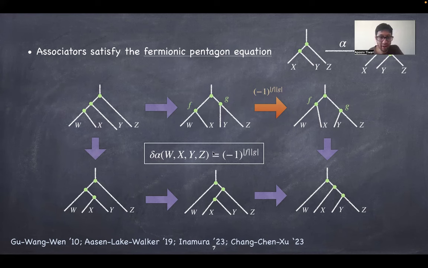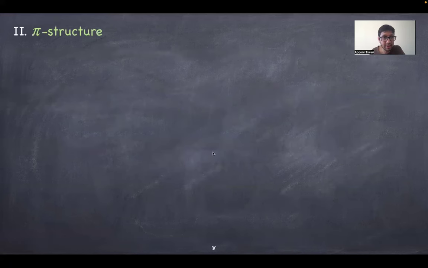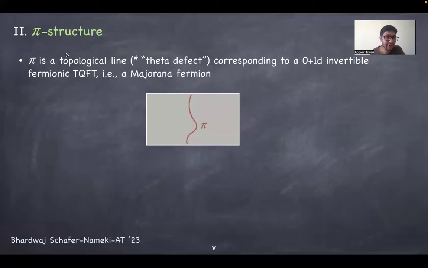So these are fermionic fusion supercategories. The next layer of structure is called the pi structure. And this just refers to the existence of a certain topological line, which I'm going to call pi. In the language of this paper, this is a theta defect. So this is just the insertion of a 0+1D invertible fermionic theory along some locus on the space-time manifold. And this invertible theory is a Majorana fermion.